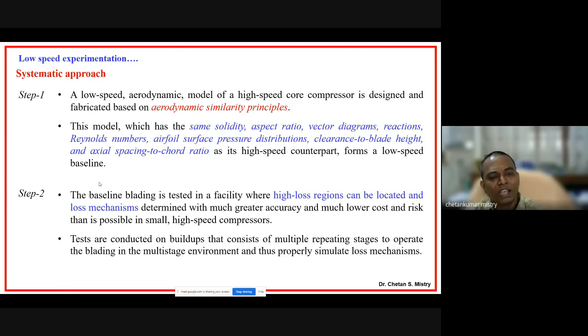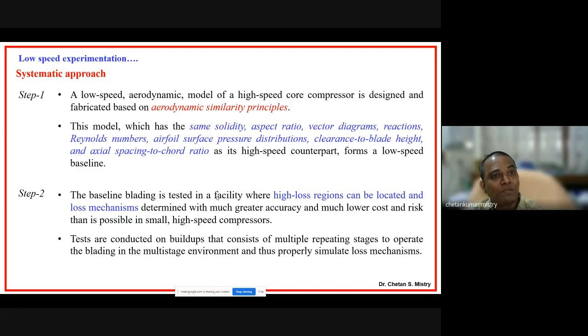Now, with baseline blading testing, you will find the region where you have higher losses. That's what is happening and how it is happening. You can do this with great accuracy using low speed, because you can put your sensors inside the flow. That's what gives you what you are looking for.